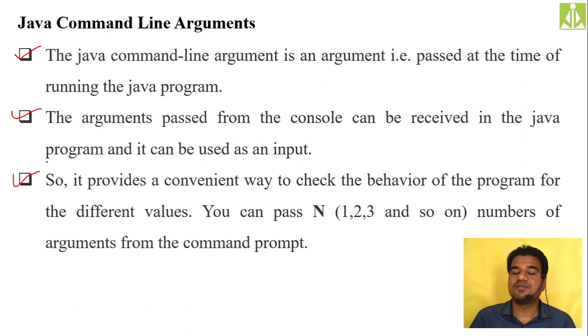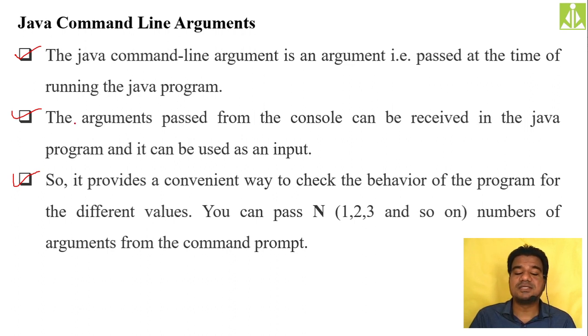Okay, so it provides a convenient way to check the behavior of the program for different values. So not for a single value, by giving multiple different values, we can check the behavior of the program. Or we can say this command line arguments concept is helpful in testing and debugging the program. Okay, testing and debugging the program.